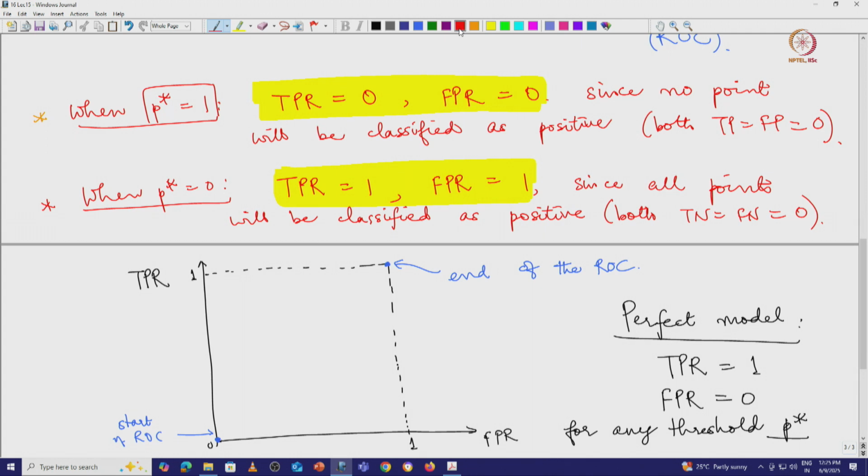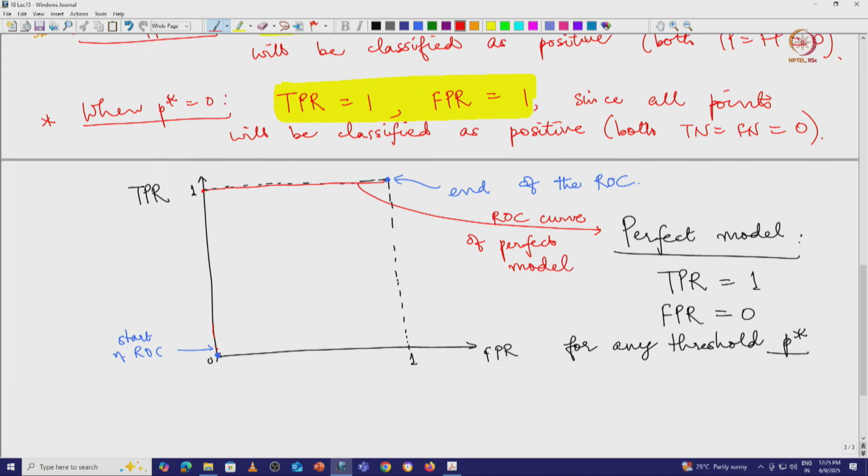So how will this look? The moment you even slightly increase the threshold, the ROC curve will jump here, and this is how the perfect model's ROC will look. So this is the ROC curve of a perfect model. And a random model, a model that just guesses, will be like this. This is a completely random model.